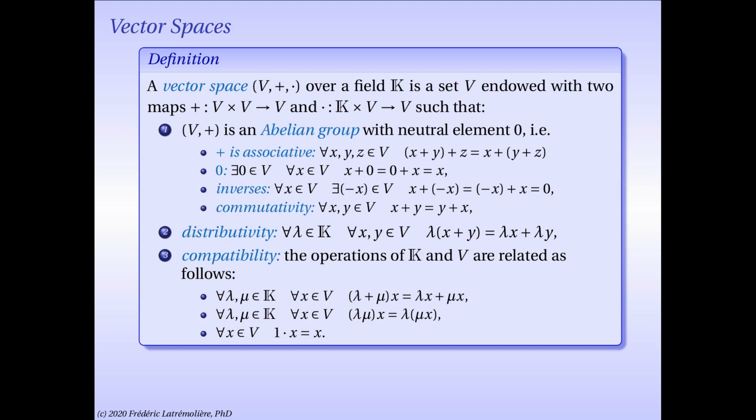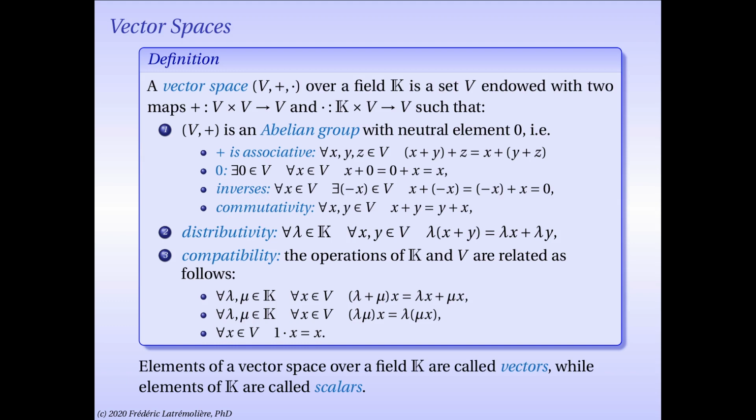Last, to avoid degeneracies, we require that for all x in V, 1 times x is x, where 1 is the unit of the field K. This is the main structure we are going to study in linear algebra. Elements of a vector space over a field K are called vectors. So, a vector is simply an element of a vector space. On the other hand, elements of the field K here are going to be called scalars.